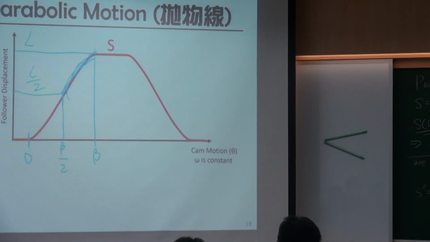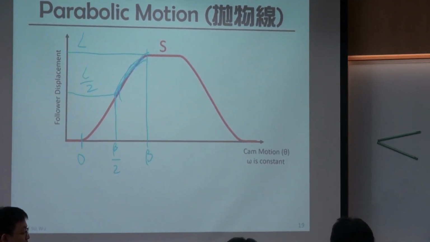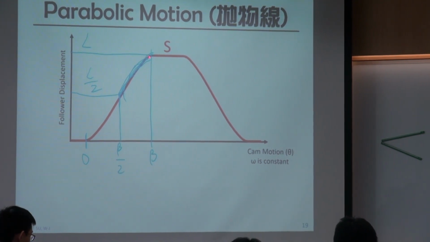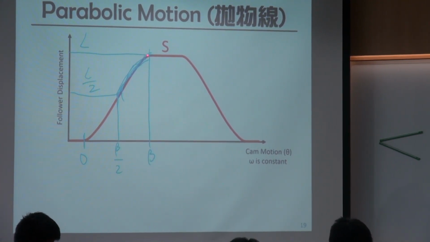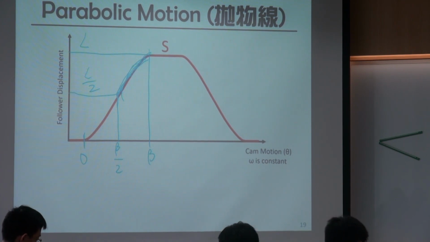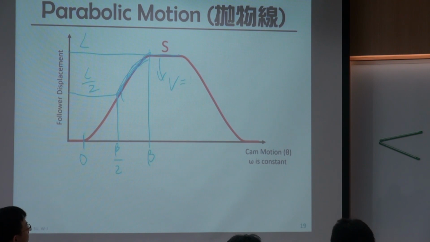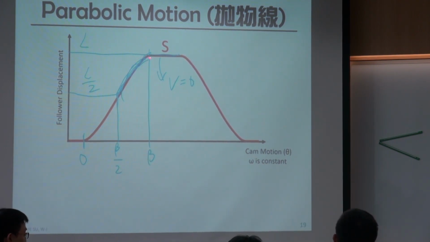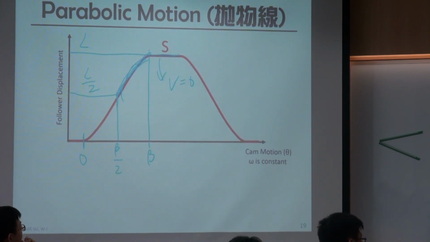So that's the second condition. These two are for the displacement. And we also need one for the velocity: at the top point, the velocity needs to be 0 in order to be continuous with the next segment, I mean this flat one, because for this one, the V is 0. So you need to make sure the end point of this curve, the velocity needs to be 0. That's why we set this condition.